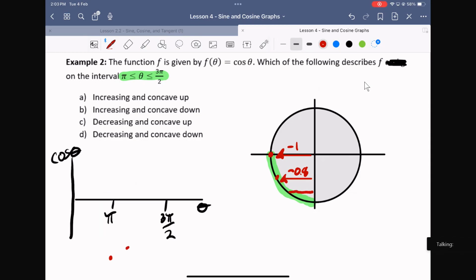So now as theta increases, what is the cosine value going to be? -0.5, maybe? Yeah, let's call it -0.5. So it's going to be about there. And then we get to 3 pi over 2. What is the cosine value here? 0. So we're going to be there. So the shape of our curve looks like this. Is the curve increasing or decreasing? Increasing. Is it concave up or concave down?